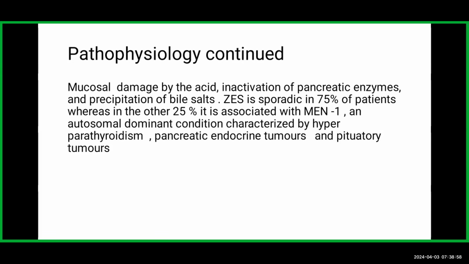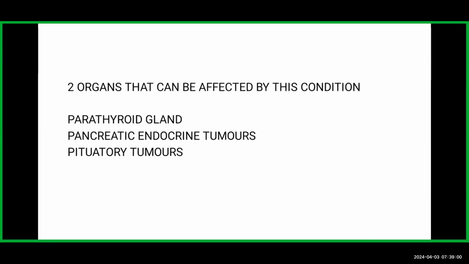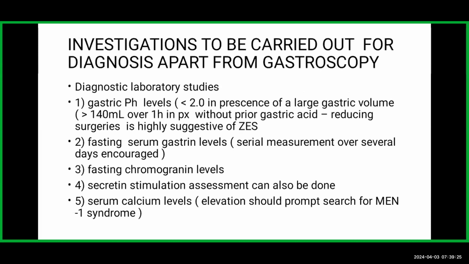Number 2 is organs that can be affected by this condition. Well, I put the parathyroid gland, the pancreatic endocrine tissue, the pancreas, and then the pituitary gland, assuming that the patient has the type that is associated with MEN1 syndrome. Now, investigations to be carried out for the diagnosis apart from gastroscopy.